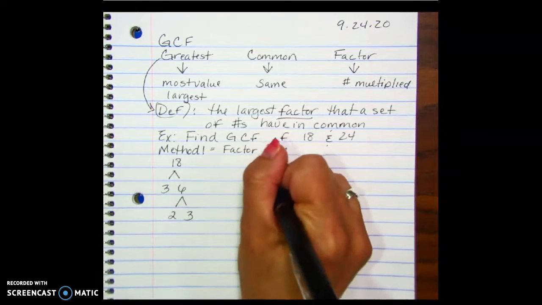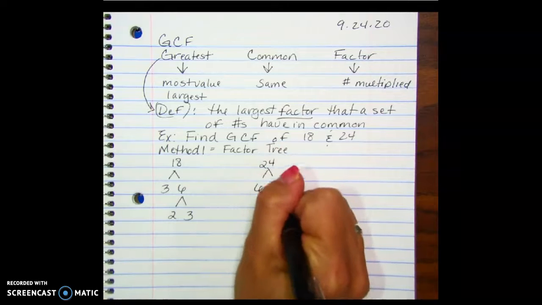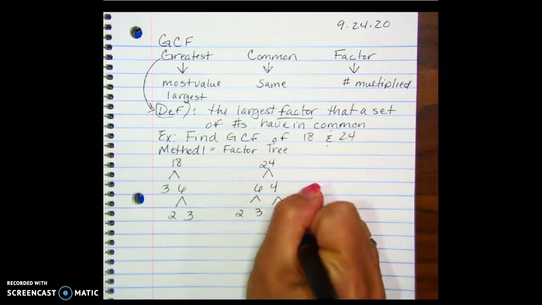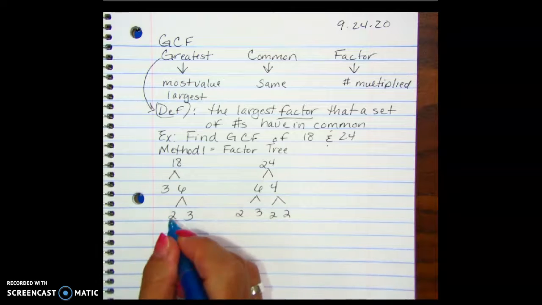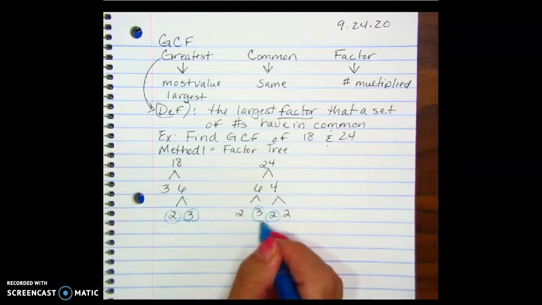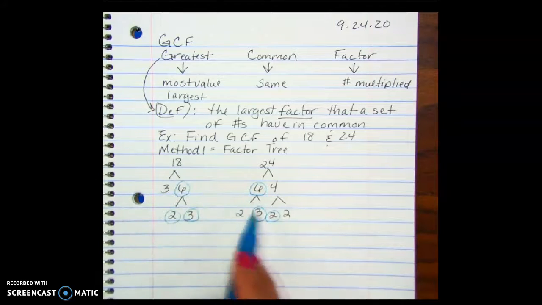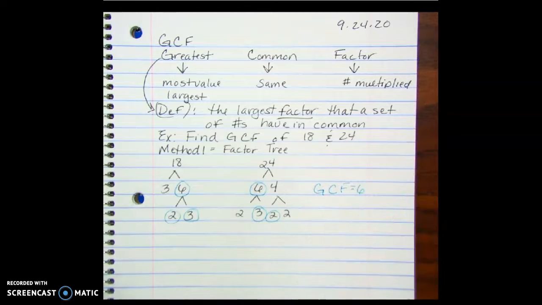Okay, and then 24. We have 6 and 4. We have 2 and 3, and 2 and 2. So that is the factorization. Now here's what happens: I come in and I locate the common factors. 2 and 2, 3 and 3, and they also share 6. Of those circled numbers, the greatest common factor is 6.